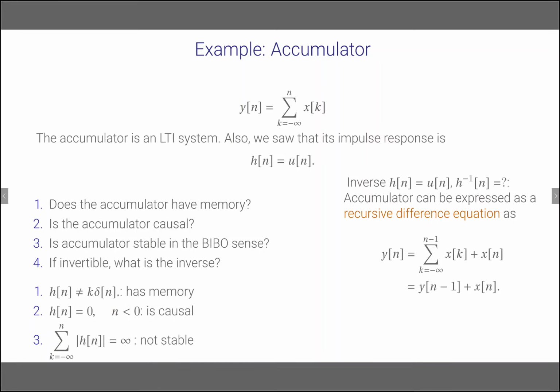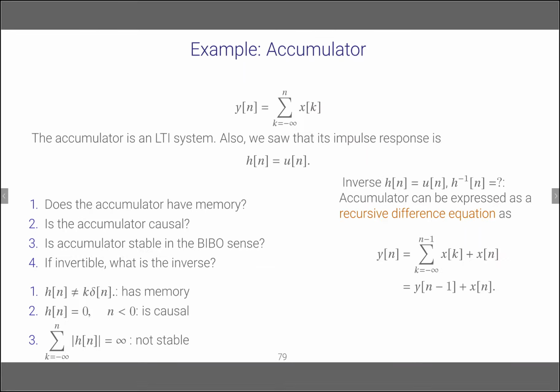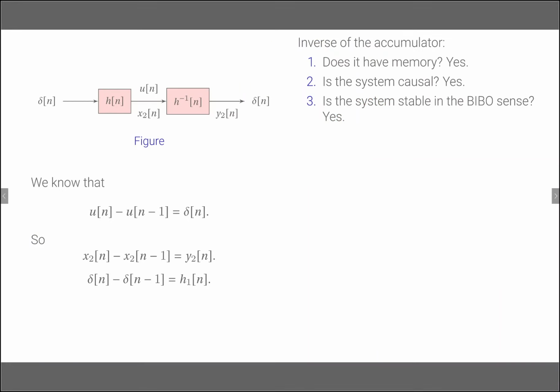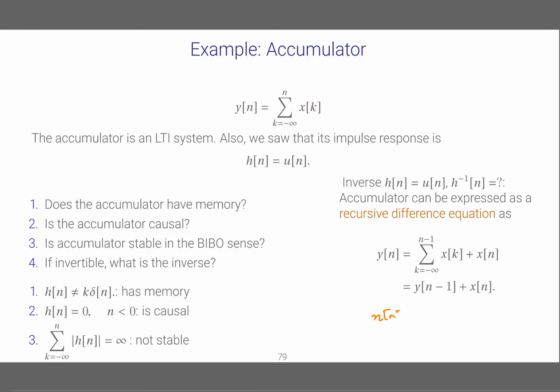Then the inverse. We know the inverse of h[n] is this. From this we can obtain that. We have seen that before, so let's not worry about it. Okay, so now let's take the inverse of the accumulator. Let's write it: x[n] is equal to y[n] minus y[n minus 1]. Therefore the impulse response of the inverse system h1[n] is equal to delta[n] minus delta[n minus 1]. So this is the inverse system.